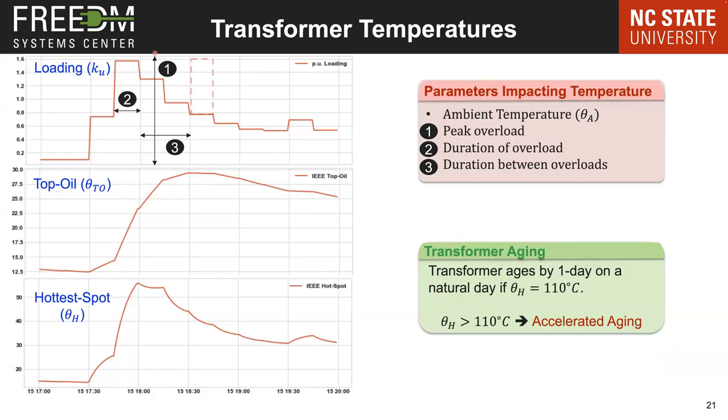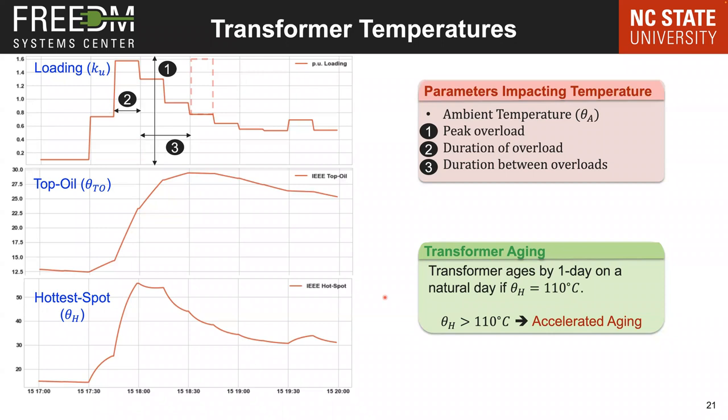But the other factors are the peak overload. You can see at the instance when it hits the peak load, the temperature starts to rise significantly high. And the second factor is how long this overload lasts. Depending on that, you can see a further increase in the temperature. And the third thing is, I don't have an example to show in the actual data, but let's say if another overload happened quite consecutively to the previous overload, then that can lead to a further increase in the temperature. So the duration between the overloads also affects the transformer temperature, which in turn is going to affect the age of the transformer.